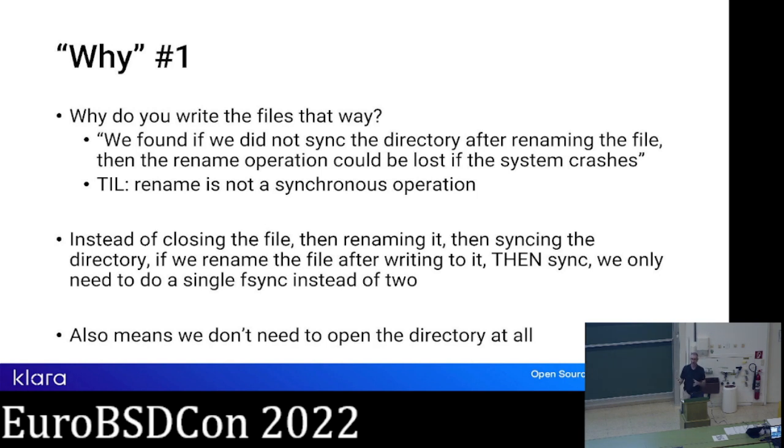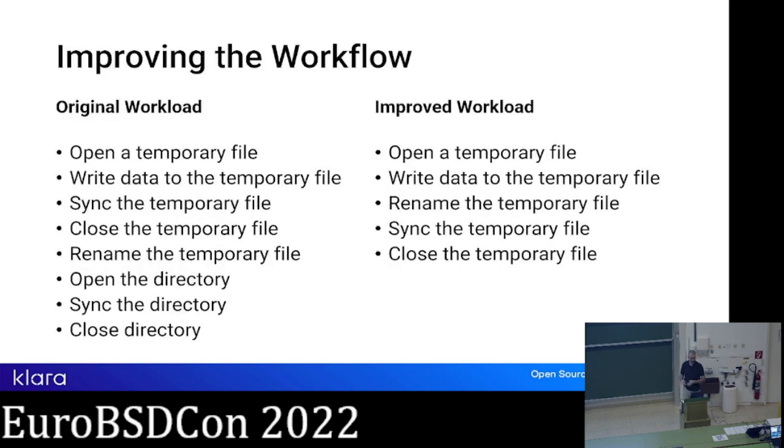And so it was important that when they were calling fsync on just the directory, they didn't have to wait for just the directory. They had to wait for every queued fsync to finish before they would get a return for the directory. And so doing that second fsync just after the first one meant they were waiting for some other file to finish writing first, and that wasn't really what they needed to be doing. And so this way, they don't have to call open on the directory at all, let alone fsync and close. So with the improved workflow, like I said, open the file, write the data, rename, sync, then close, and they only had one fsync that way.